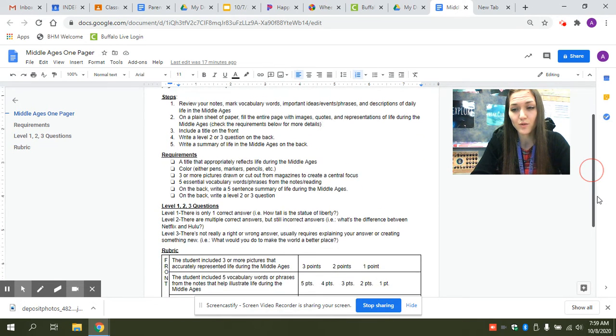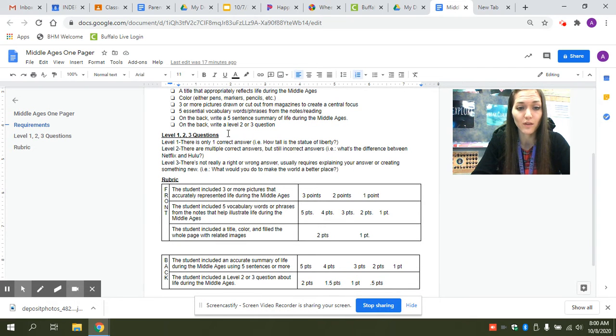Here's what a level 2 or 3 question would look like. I'm going to go over level 1 because that also might help you kind of frame your thinking about those 2 different levels. So there are 3 levels in total. When you're doing any sort of thinking or answering any questions, they fall into one of these 3 categories. Level 1 thinking or questions would be where there's only one correct answer. Like you could easily Google it and there's one answer, everything else would be incorrect. So for example, how tall is the Statue of Liberty? There's only one correct answer, everything else would be incorrect.